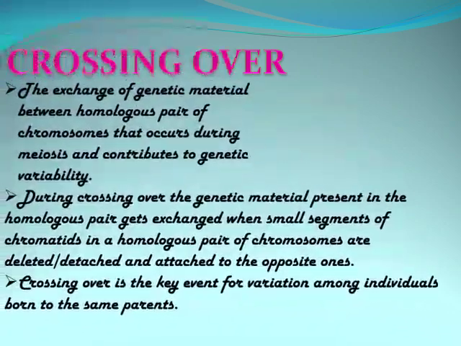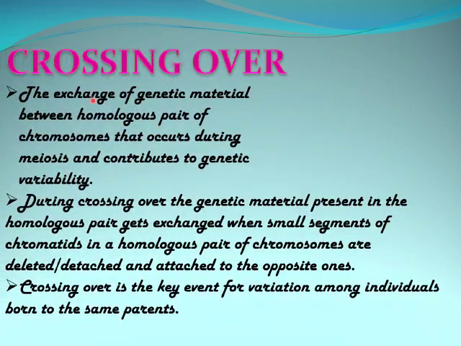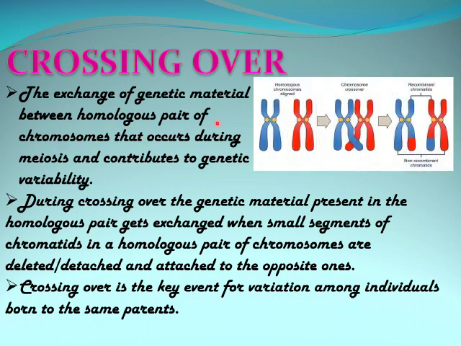Now what is crossing over? It is the exchange of genetic material between homologous chromosomes that occurs during meiosis, and it contributes to genetic variability. And you can see the crossing over clearly. The first figure shows the homologous pair of chromosomes. A homologous pair means one maternal and the other a paternal chromosome, each having 2 chromatids. The chromatids of the pair cross over in the second figure, and after detaching, non-recombinant chromatids are seen.